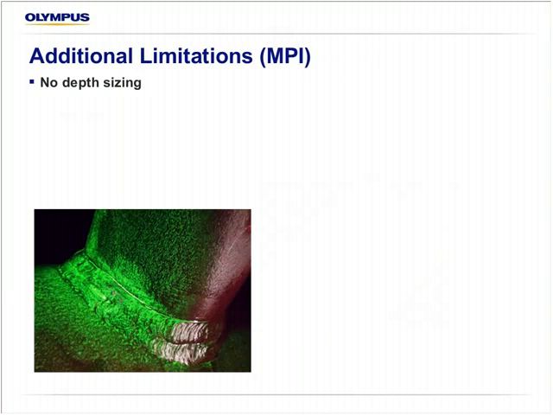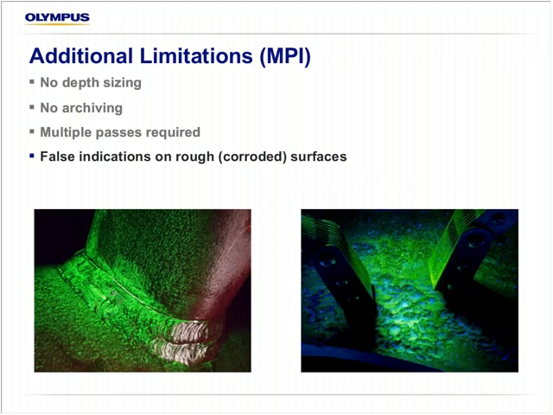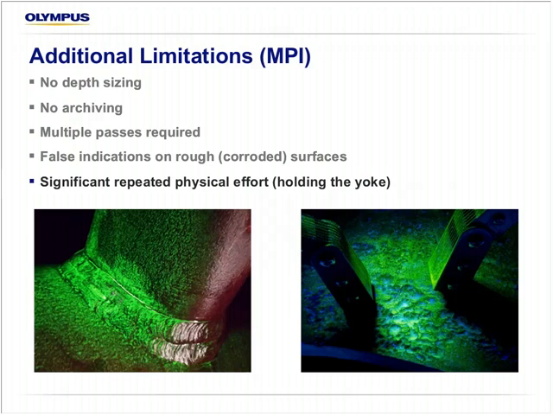Some additional limitations for MPI in particular: there's no depth sizing, no archiving. It's pretty tough to take a good picture of MPI, especially wet mag. Multiple passes are required. False indications can appear on rough surfaces, like the image on the right side, not to mention the repeated effort from holding the yoke and reapplying the yoke on each and every place on the scanning pattern.